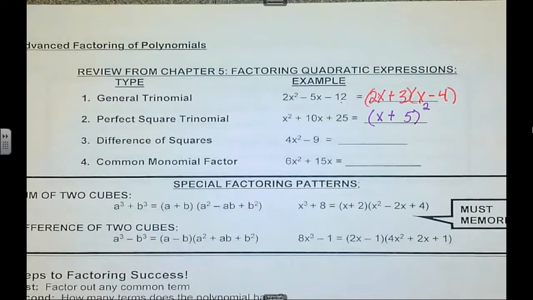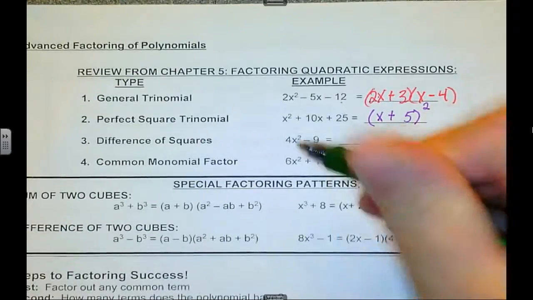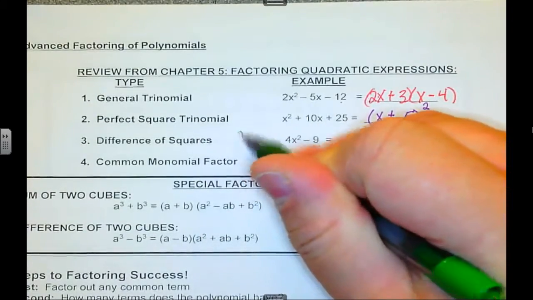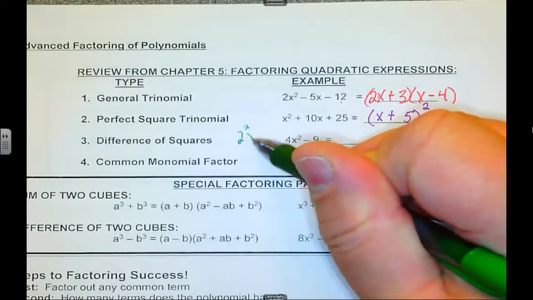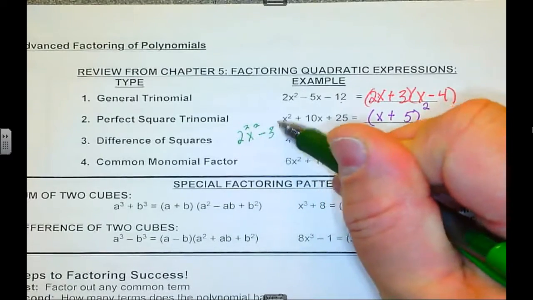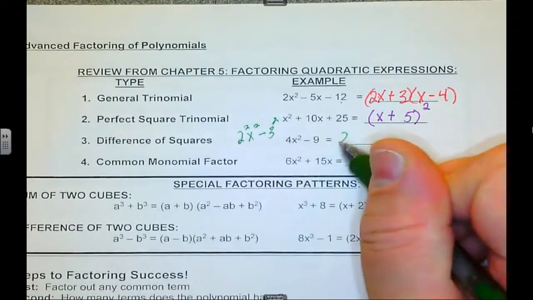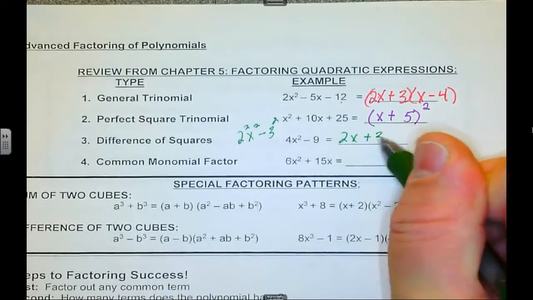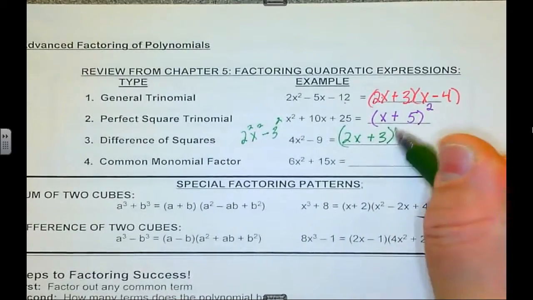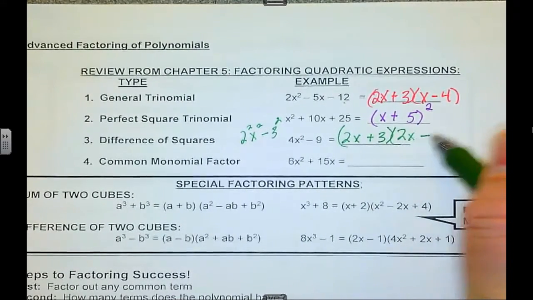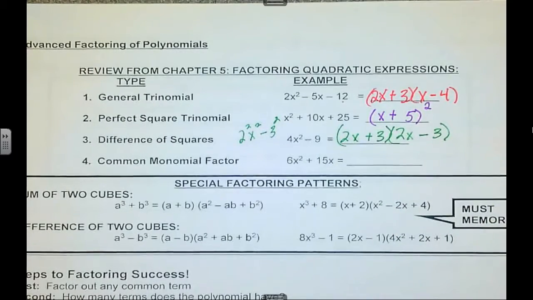Then we did difference of squares. Think of this as 2 squared x squared minus 3 squared. And my bases are 2x and 3. And then I've got 2x minus 3. Difference of squares.